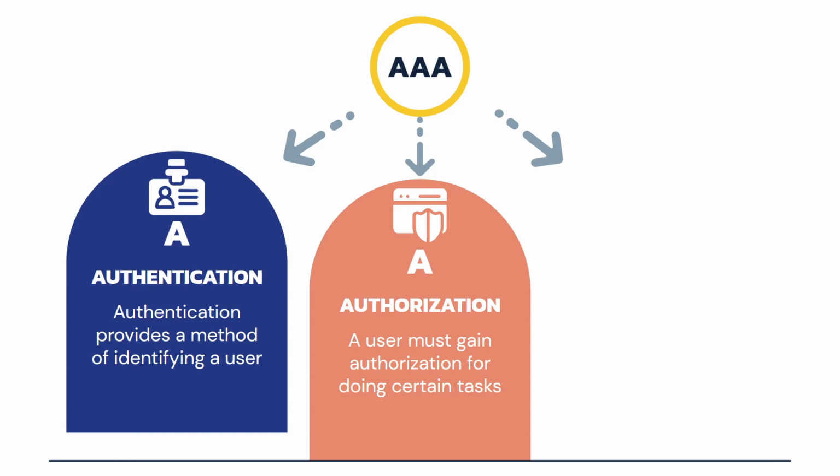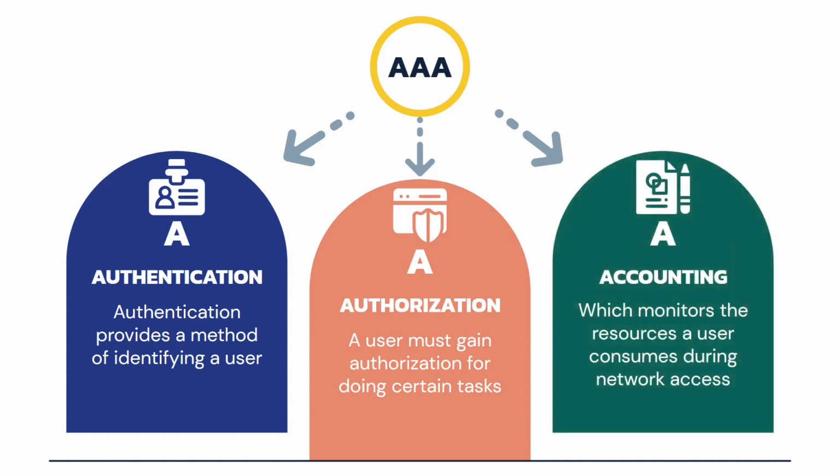The last A from AAA is accounting. Accounting monitors the resources a user consumes during network access. This can include the amount of system time or the amount of data sent and received during a session. Accounting is carried out by logging session statistics and usage information. It is used for authorization control, billing, trend analysis, resource utilization, and planning for the data capacity required for business operation.